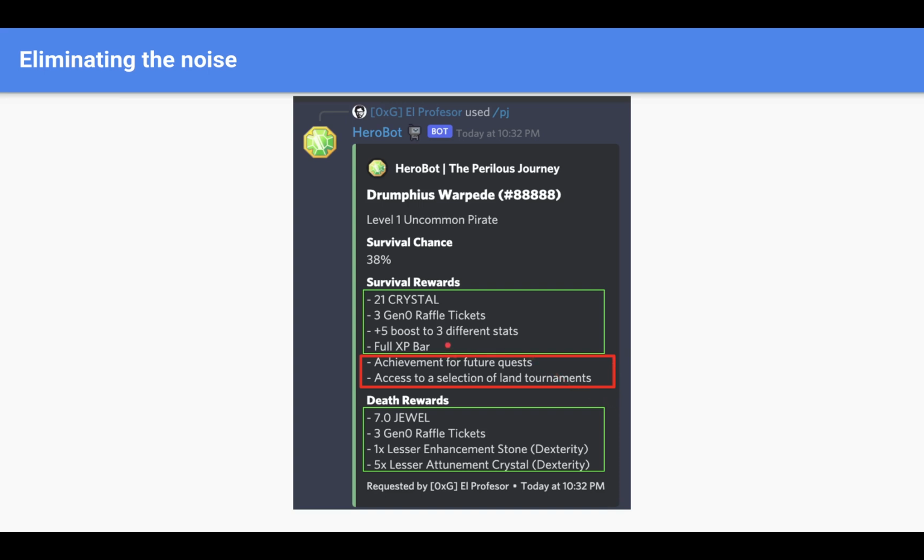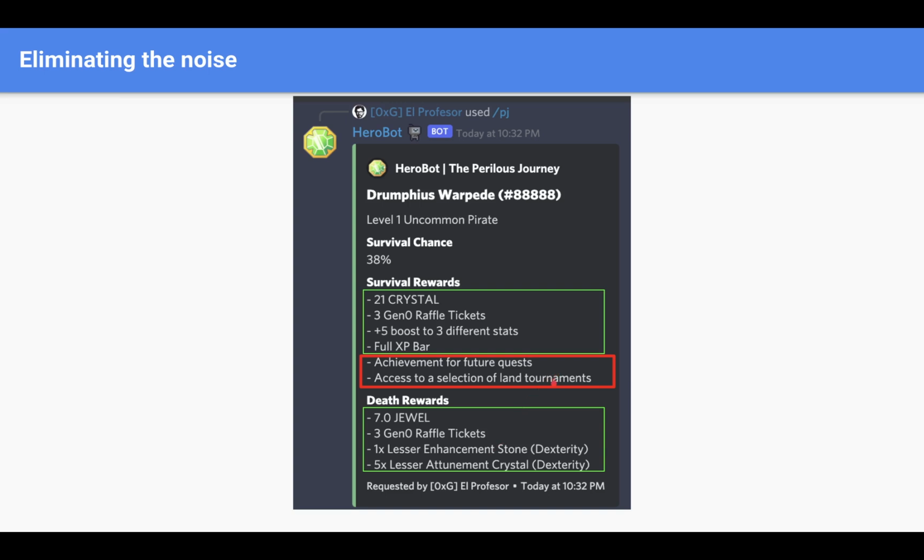Because you can calculate the full XP bar, it's just a stamina potion basically. You can calculate boosts, stats into jewels, for instance. You can get the expected value for raffle tickets because we have perfect information to see how many heroes are going on that journey, and what the median or average survival rate is. Then you can see there are so many raffle tickets, so I stand to win this. I have 500 tickets, there are 5 million tickets being handed out, this is my chance of winning. Crystal jewel, same thing. And the lesser enhancement stone and lesser attunement crystal, you can also assign a jewel value to as well.